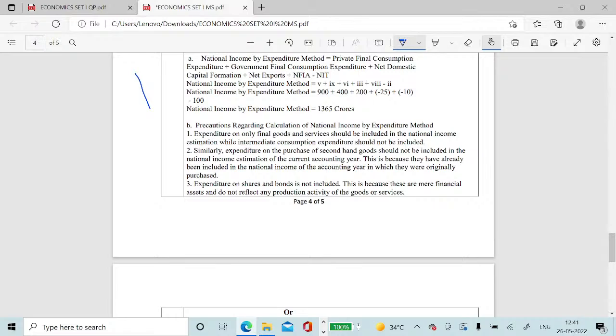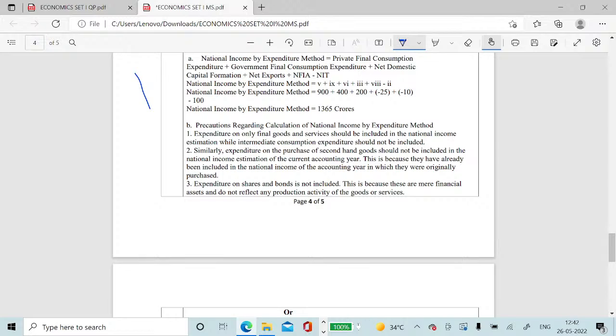B. Precautions regarding calculation of national income by expenditure method. Expenditure on only final goods and services should be included in the national income estimation, while intermediate consumption expenditure should not be included. क्योंकि intermediate consumption का expenditure पहले ही final में included होता है.